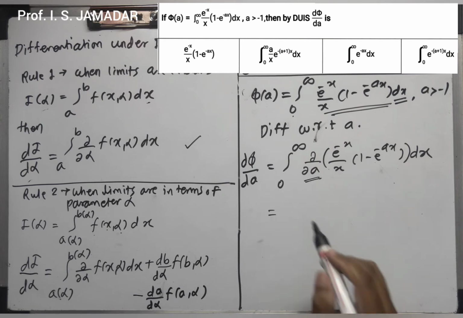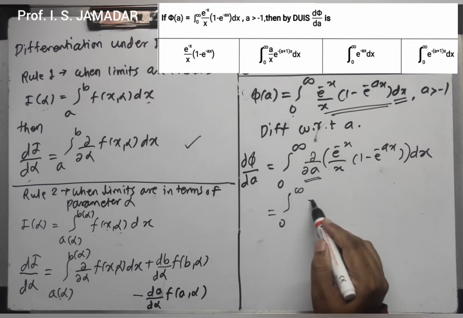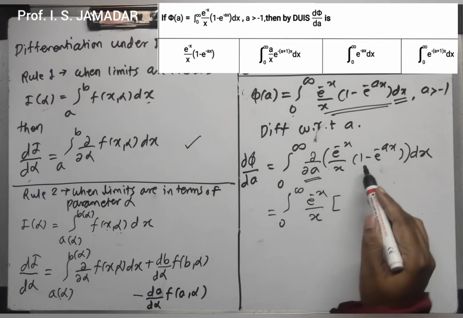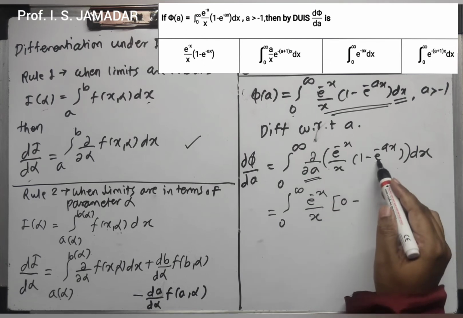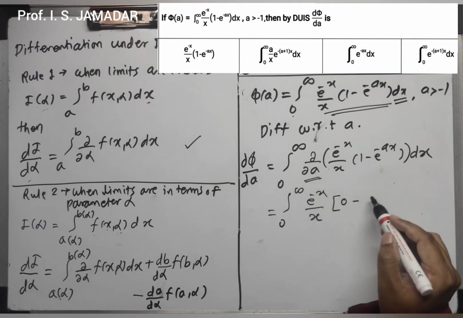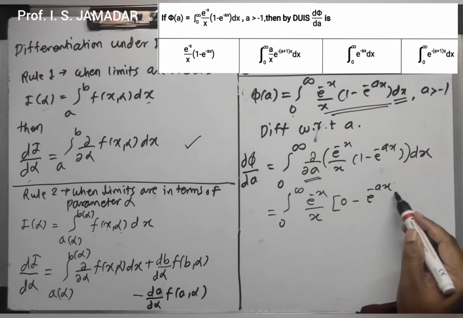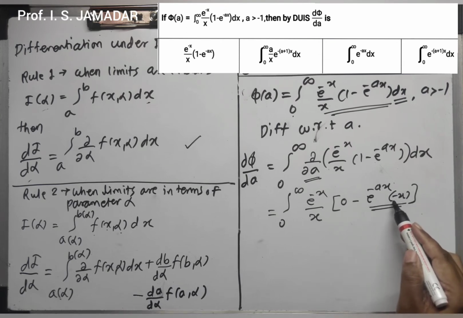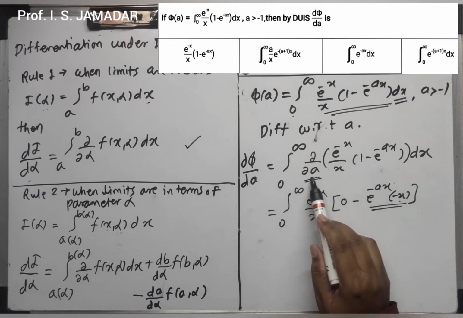So x you have to treat as a constant, means it is 0 to infinity e raised to minus x upon x, and derivative of 1 is 0 minus derivative of e raised to minus ax with respect to a is e raised to minus ax into minus x. Take note of this. I have not taken it as minus a into minus a. We are taking derivative with respect to a, not with respect to x.